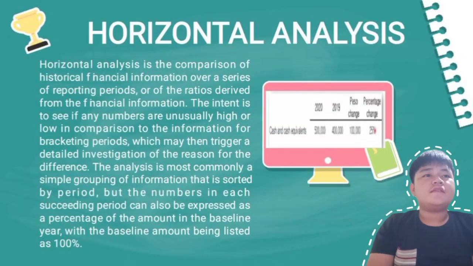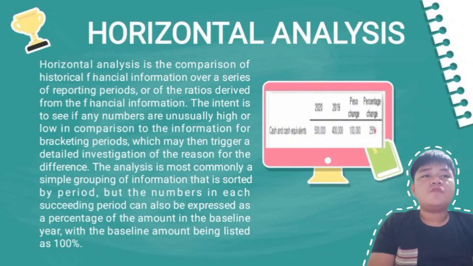Horizontal analysis is the comparison of historical financial information over a series of reporting periods, or of the ratios derived from the financial information. The intent is to see if any numbers are unusually high or low in comparison to the information for bracketing periods, which may then trigger a detailed investigation of the reason for the difference.